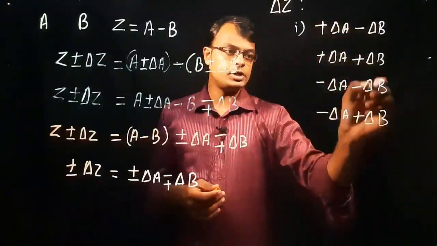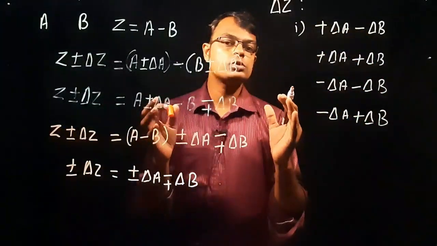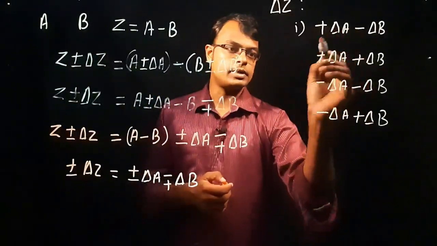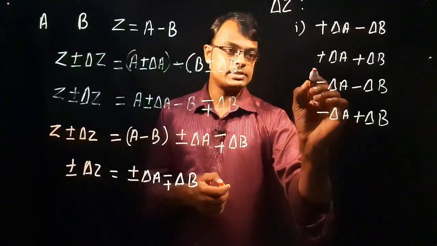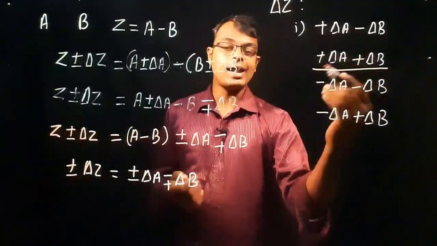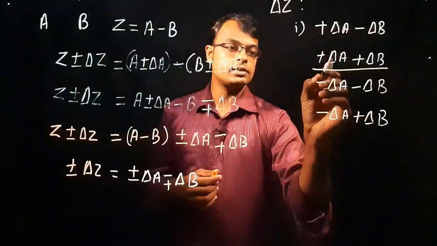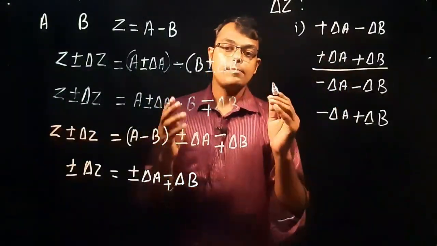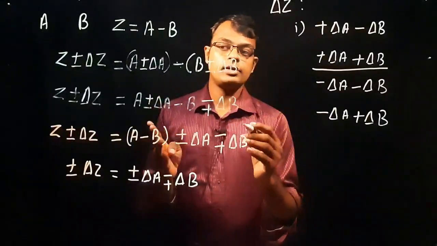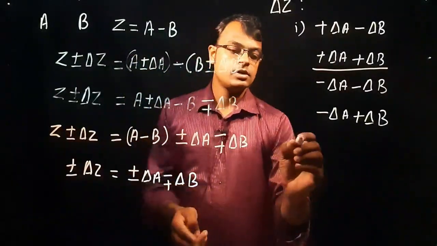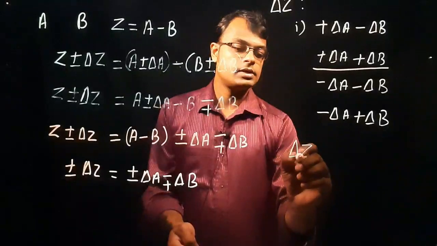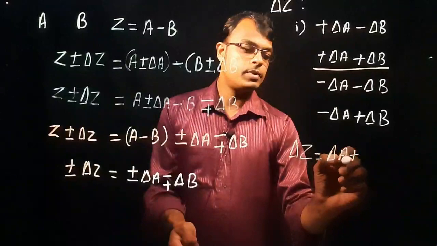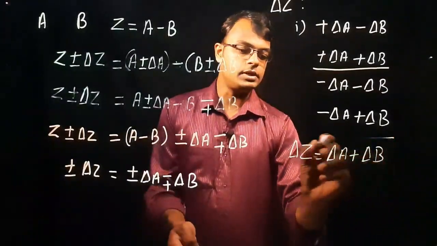Among these 4 combinations, which is the maximum possible error? Is the first one? No, plus minus. The second one? Yes, it is, because now you are adding both. So the maximum possible error combination is this one. So how can you write the maximum possible error in the final result of this subtraction? I can write this equation as delta z is equal to delta a plus delta b.